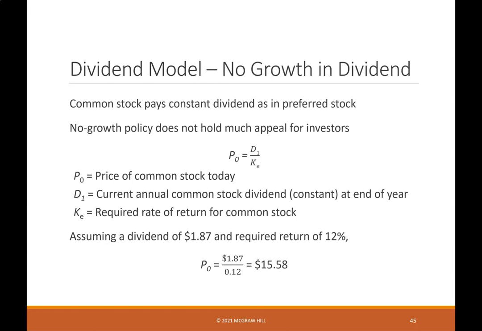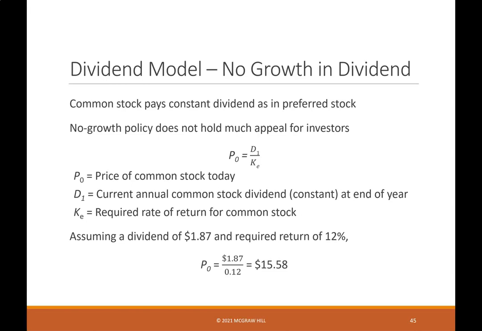Dividend model, no growth in dividend. Common stock pays a constant dividend as in preferred stock. A no growth policy does not have much appeal for investors. P equals D divided by K. Price of common stock today is P. D is the current annual common stock dividend at end of year. And K equals required rate of return for common stock.